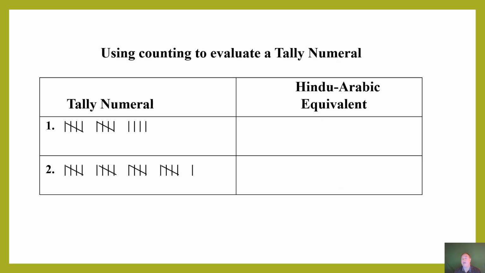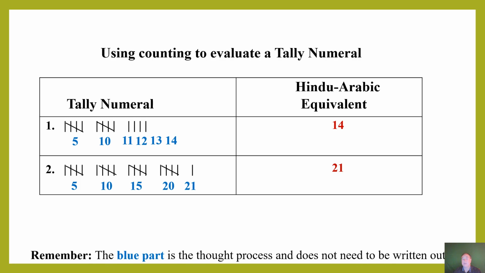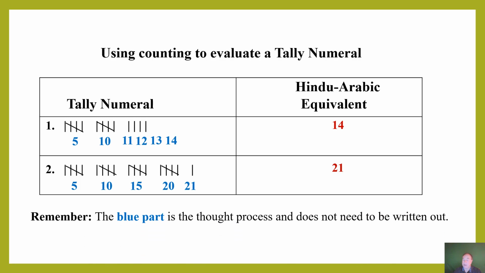Now what about if we use counting to evaluate a tally numeral? Well, then we could count by 5, 10, 11, 12, 13, 14 to give us an answer of 14. For number 2 here, we can start by counting by 5s. 5, 10, 15, 20, 21. So 21 is our final answer as a Hindu Arabic equivalent. Again, the blue part may be the thought process.